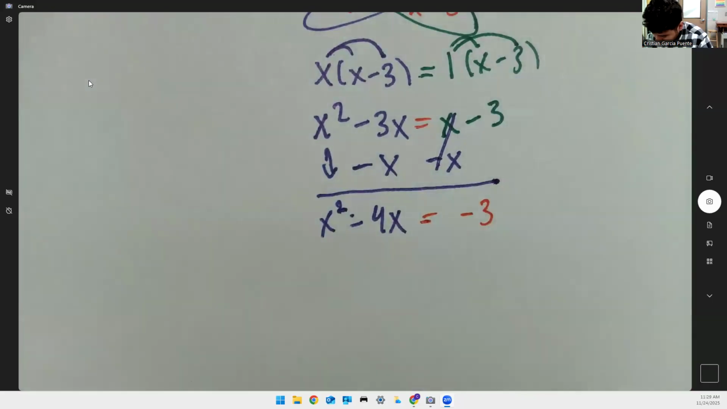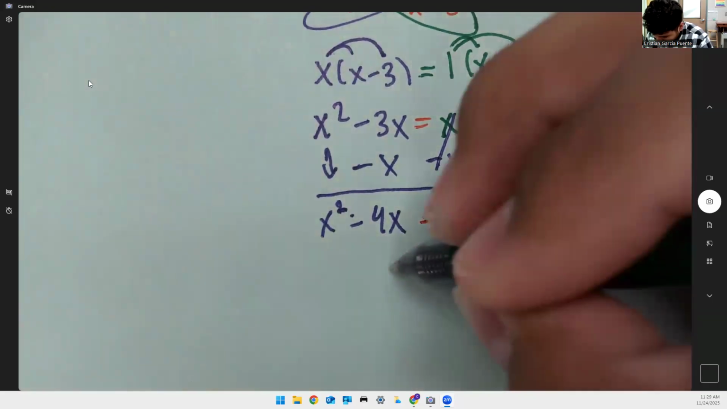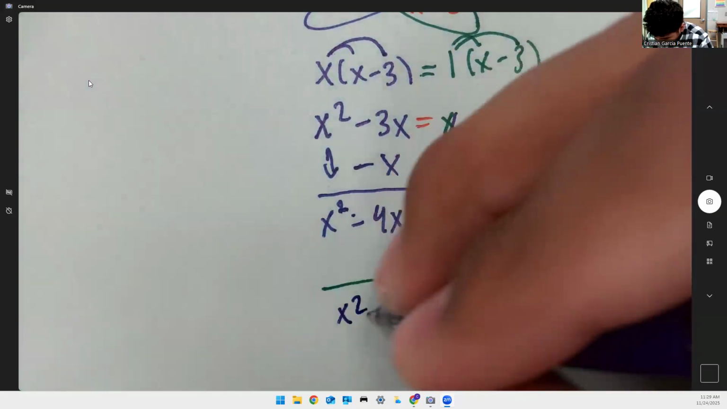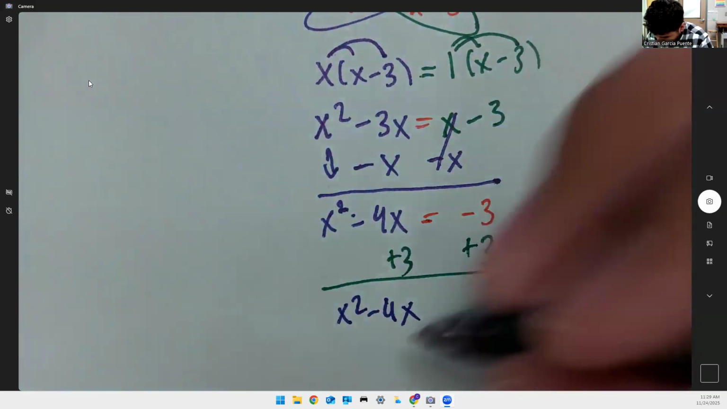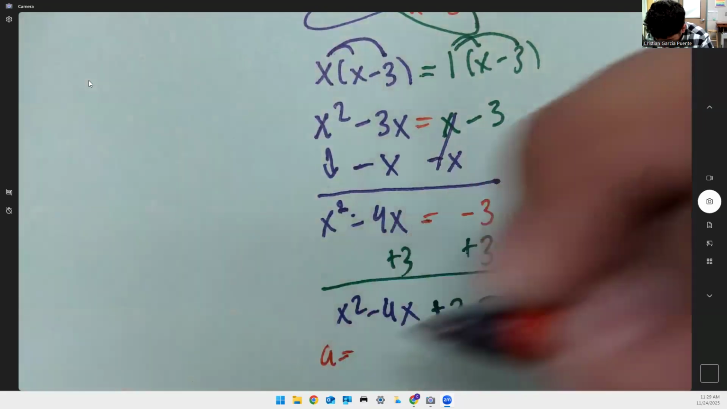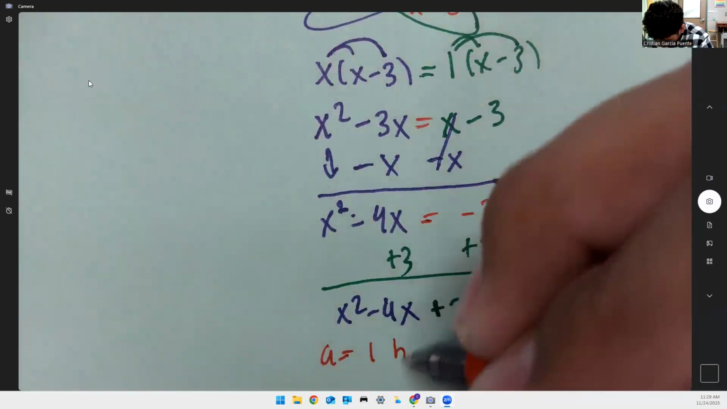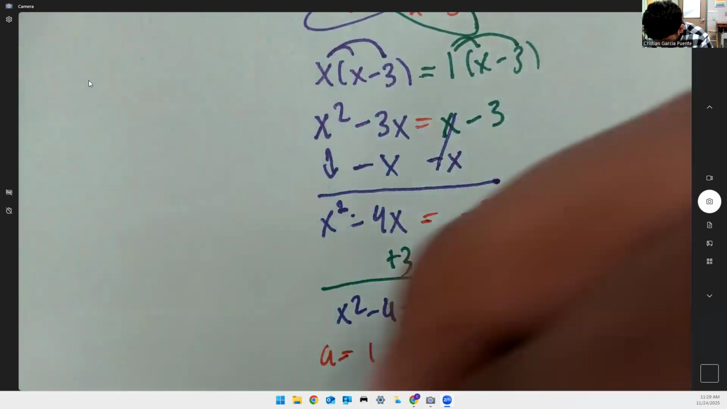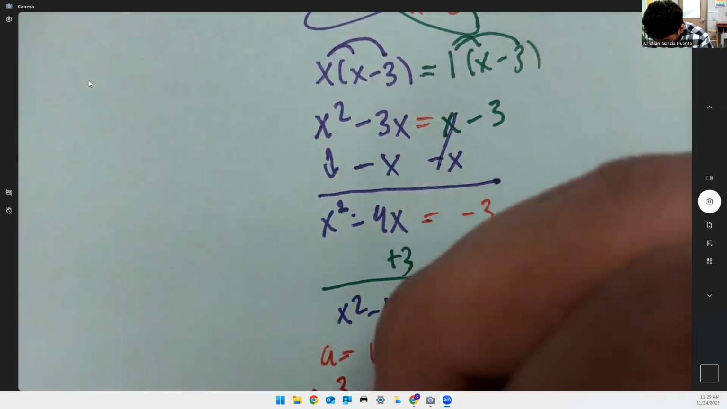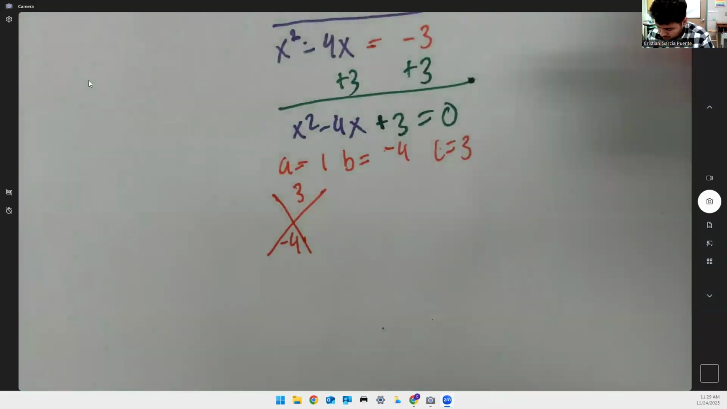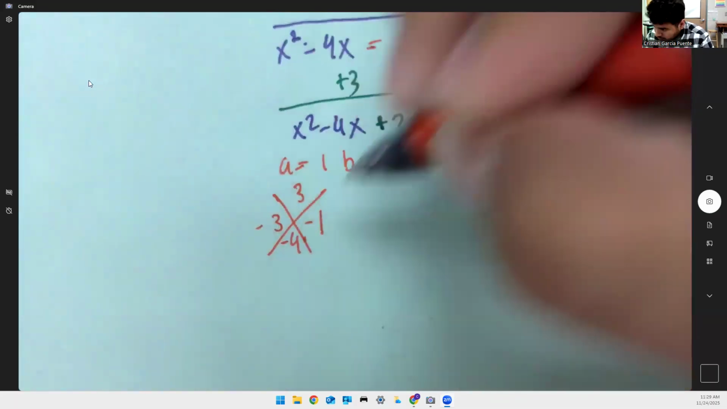Now add 3 to both sides to get to the other side. So you'll be left with x squared minus 4x plus 3 is equal to 0. And now A, B, C. So A is going to equal 1, B is equal to negative 4, and C is equal to 3. So what's two numbers that multiply to positive 3 but add to negative 4? That's going to be negative 3 and negative 1.